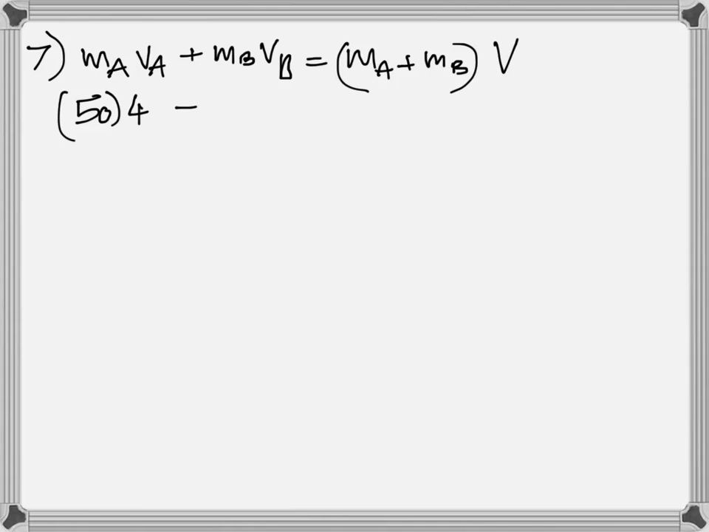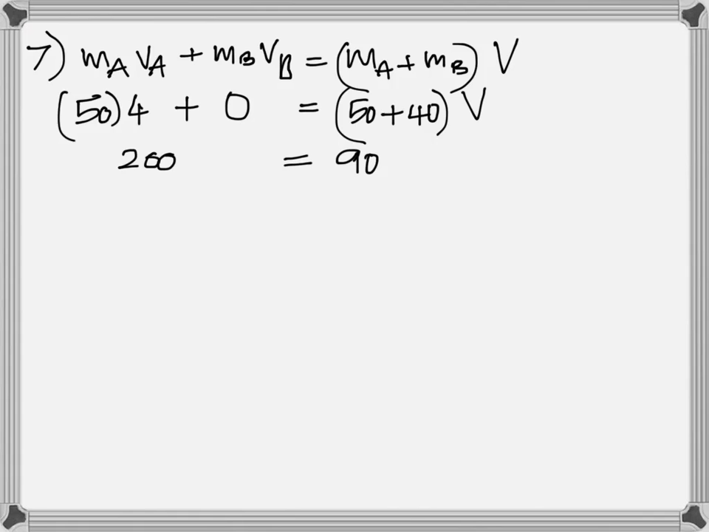You add the masses, multiply the velocity. So 50 times 4 plus 0. Why 0? Second person was not moving. Okay. So easy. 50 plus 40 times velocity. So that's 200. 200 divided by 90 is equal to 2.22. Yeah. So 2.2 meter per second is what we get.